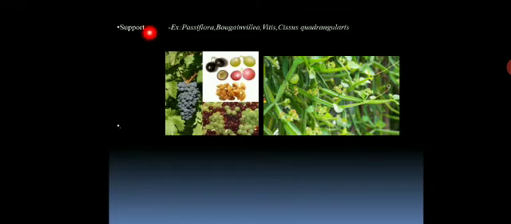Then the last one is support. For supporting purposes, some stems can look like a climber, twiner, etc. For example, Vitis, which is grapes. Bougainvillea is also a kind of twiner. Passiflora is also a twiner. Cissus quadrangularis, Perandai, contains a tendril-like climbing structure. These are some of the secondary functions of the stem for its survival.